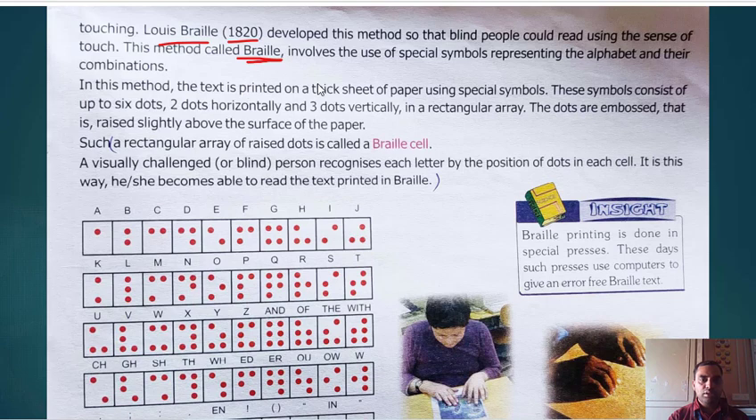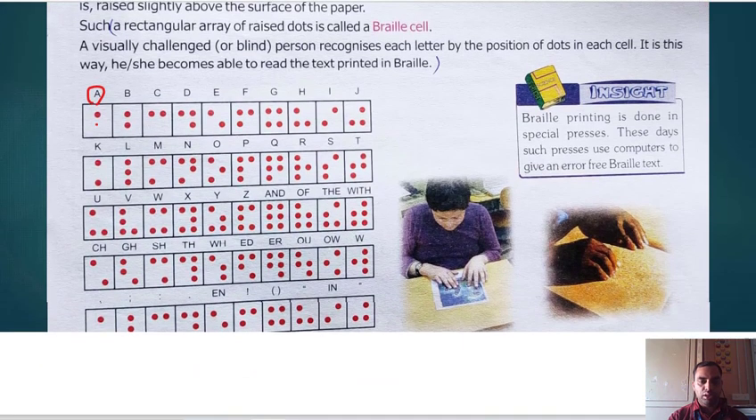So in this method, the text is printed on the book with thick sheets of paper using special symbols. So they convert the letters into different symbols. Like A means a particular dot, B means two dots, C means horizontal dots, like this. And by touching it, they can easily feel it and they can easily read the book. This is how their books are being printed.